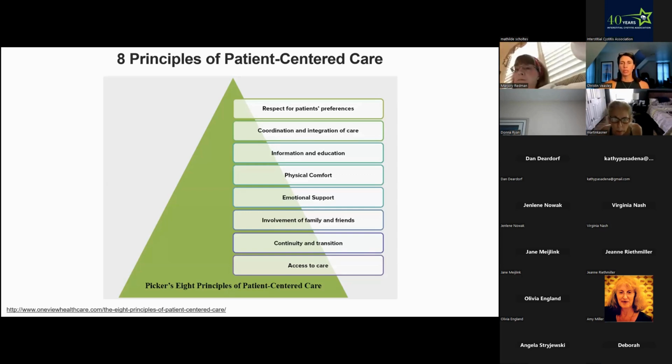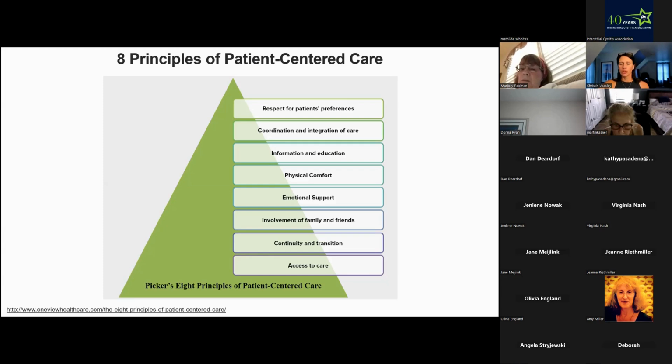So this is just a slide that shows the principles of patient-centered care. There's 8 different principles associated with it. Starting at the top, again, there's a respect for patients' preferences. There's a coordination and integration of medical care. There's information and education that's given and bi-directional with your clinician. It should address your physical comfort, but also provide emotional support. If you choose, it should also include the involvement of family and friends in your healthcare team, if that's what you would like to do and you would like them involved.